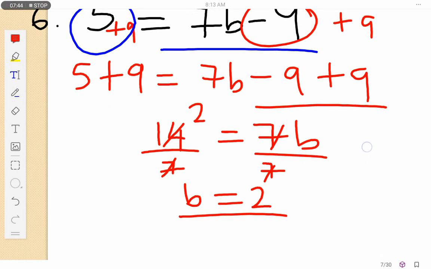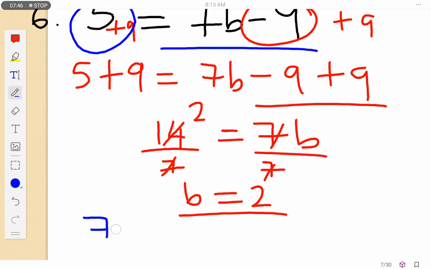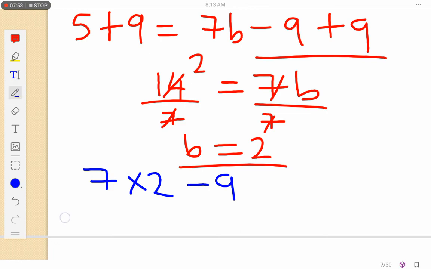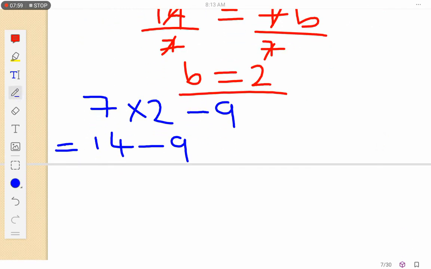So I'll have 7b, which is 7 times 2, minus 9. 7 times 2, we get 14. This is equal to 14 minus 9. 14 minus 9, what do we get? We will get a 5. So we have checked, this is correct. So that's how you do this checking method and also the balance method, guys.